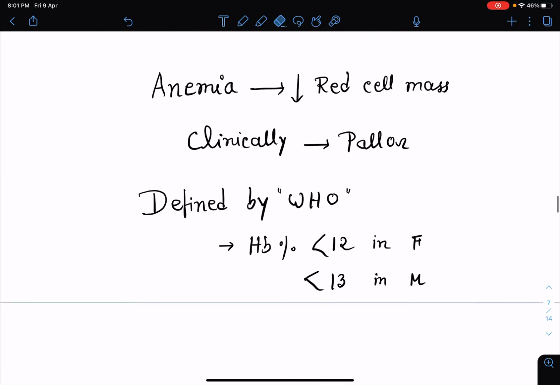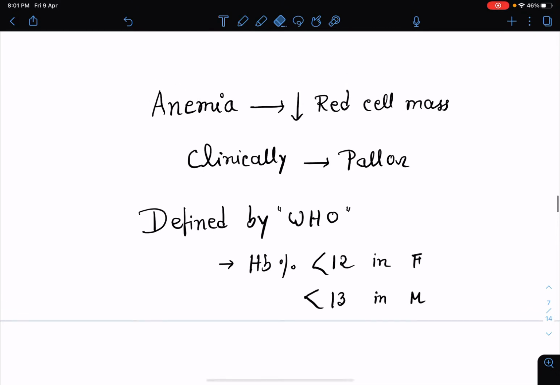Now, what is anemia? Anemia means there is reduction in the red cell mass. Clinically, we look for pallor. Once a patient is pale, then we know that patient is having anemia. Now, what are the signs for looking paler? We can look at the lower palpebral conjunctiva, we can look at the oral mucosal surface, we can look at the dorsal surface of the tongue, we can look at the nail beds or palm and sole.